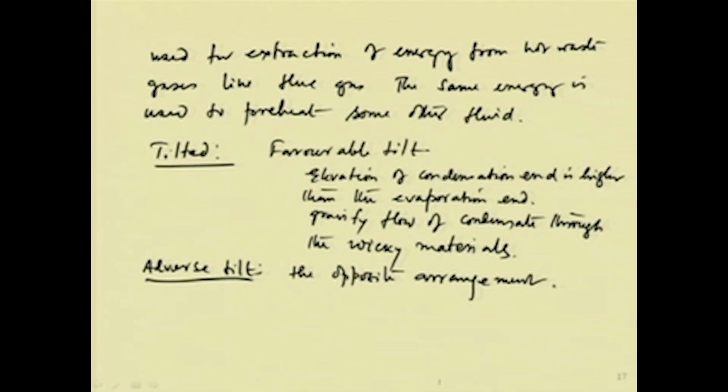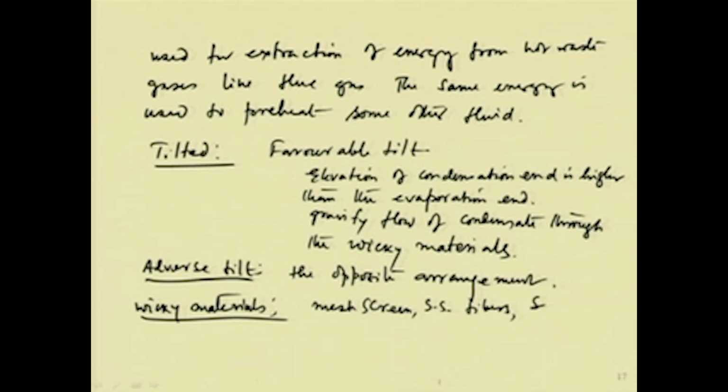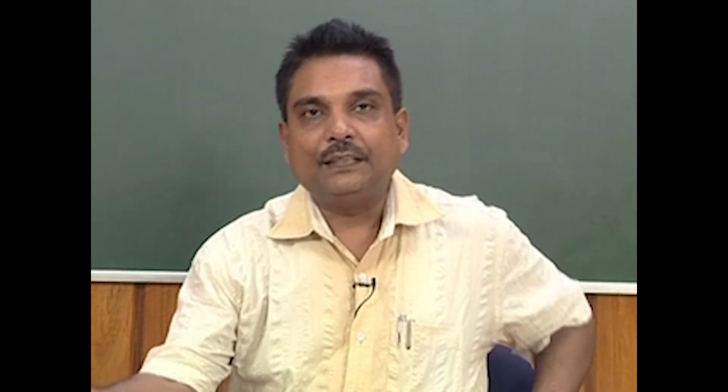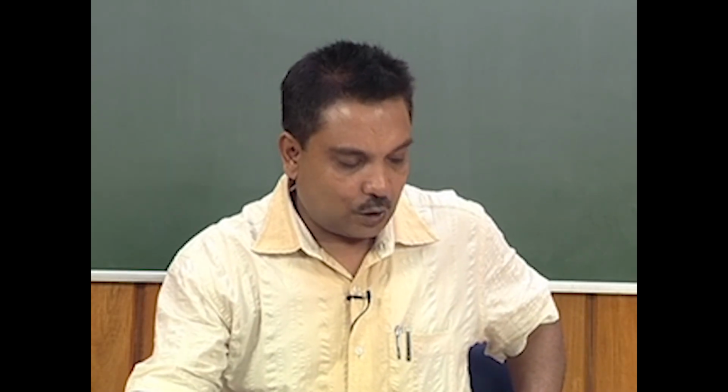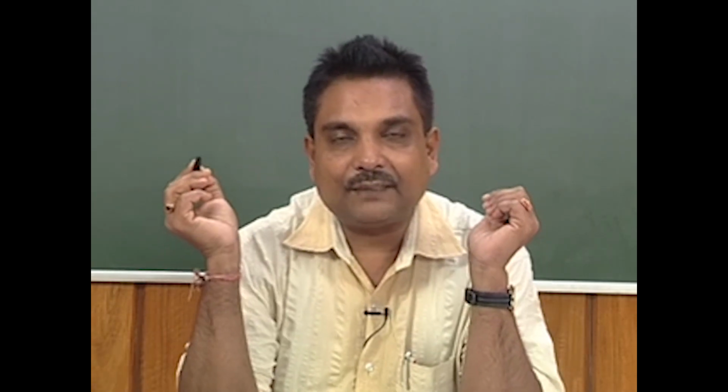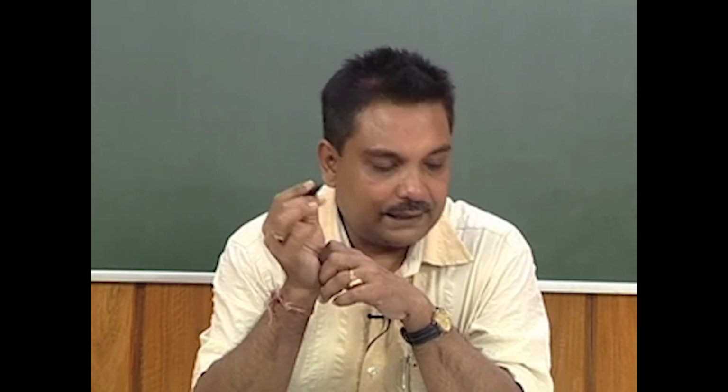And another thing is that the typical wicking materials used are mesh screen, SS fibers, sintered fibers, then etched micro grooves and channels. So, this heat pipe is very important to us, and nowadays the optimum wick design and the configuration of the heat pipe is one of the major research issues, and people are working in this particular area.